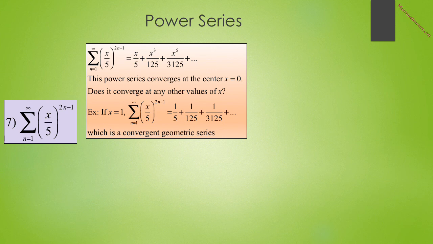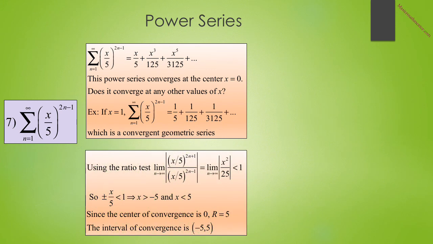This power series obviously converges at the center, x is equal to 0. The question is, does it converge at any other values of x? For instance, if x is equal to 1, we have summation n equals 1 to infinity of (x over 5) to the 2n minus 1. And when x is 1, that becomes 1/5 plus 1/125 plus 1 over 3,125. And that's a convergent geometric series. So it converges there. What about other values?